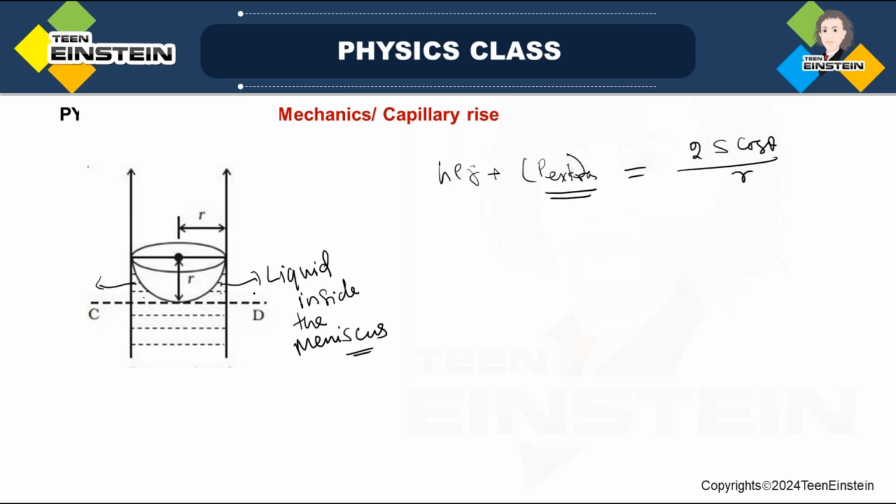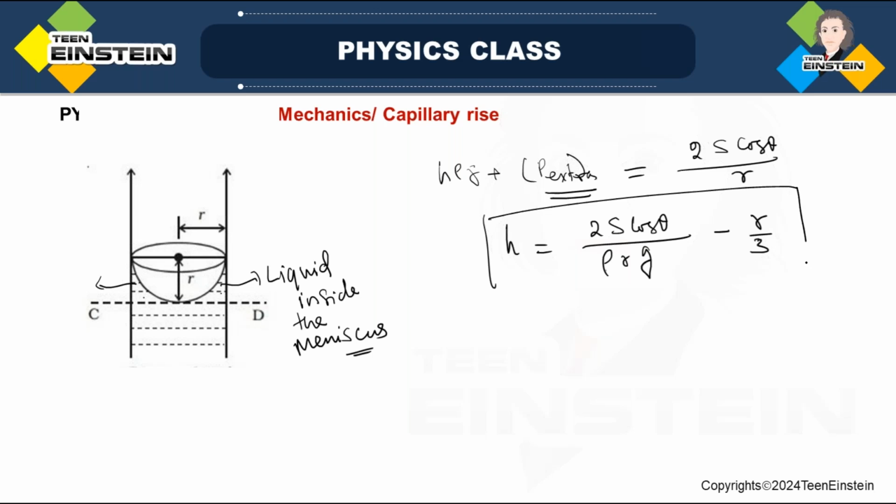So let me show you what modifications we will get. We'll get the modification in the height as 2S cos theta by rho r g, as we had here, minus r by 3. So this much modification will be there in the formula of the ascent if we consider the liquid inside the meniscus. Let us see how we get this factor.